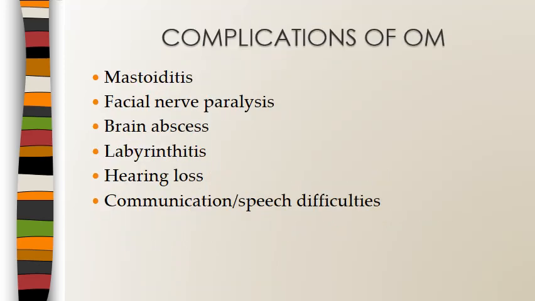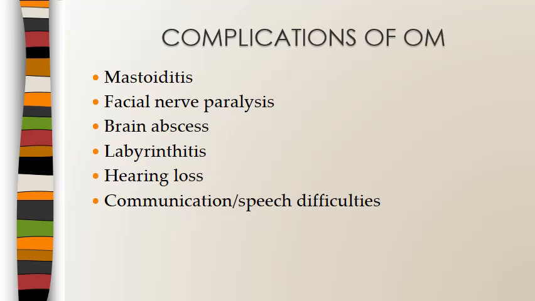So there are complications of otitis media, especially if it does not get treated or treated completely. That's why it's very important for us to stress to the parents that they need to complete all of the antibiotics that are provided. So the complications can include mastoiditis, facial nerve paralysis, brain abscess, labyrinthosis, hearing loss, and communication and speech difficulties.